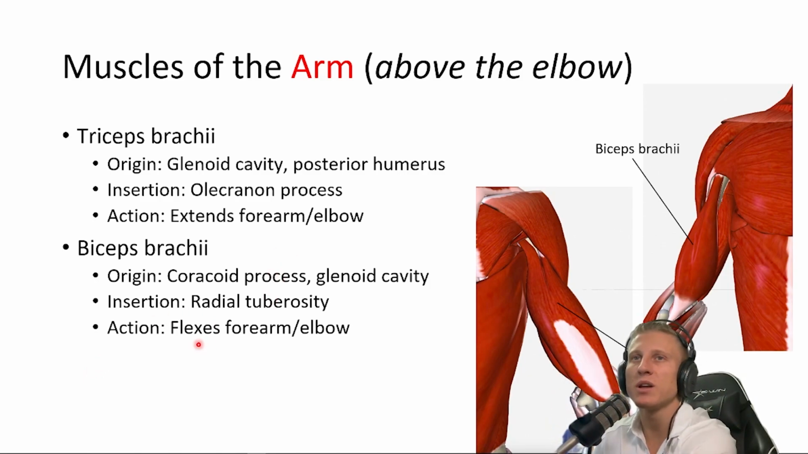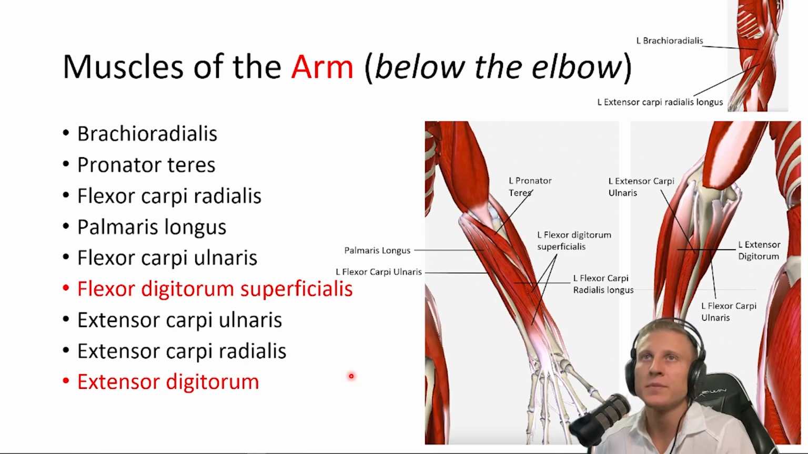Then we have the biceps brachii. Okay, we have the coracoid process. That is the smaller, more anterior and more inferior process on your scapula, the coracoid process, and the glenoid cavity as well. And then insertion is on the radial tuberosity, okay? Very straightforward, down on your forearm. That allows for flexion of the arm, okay?